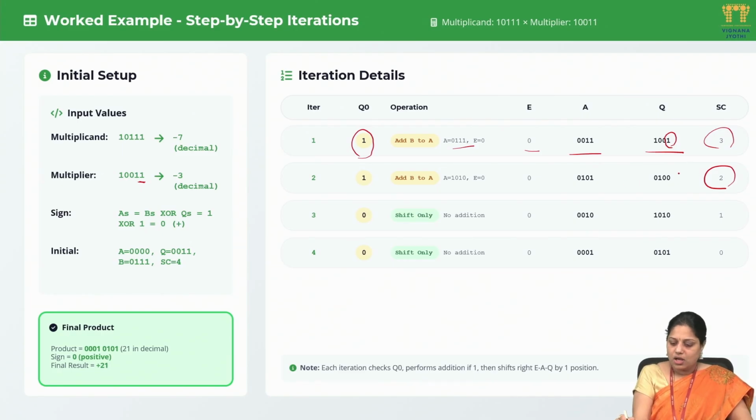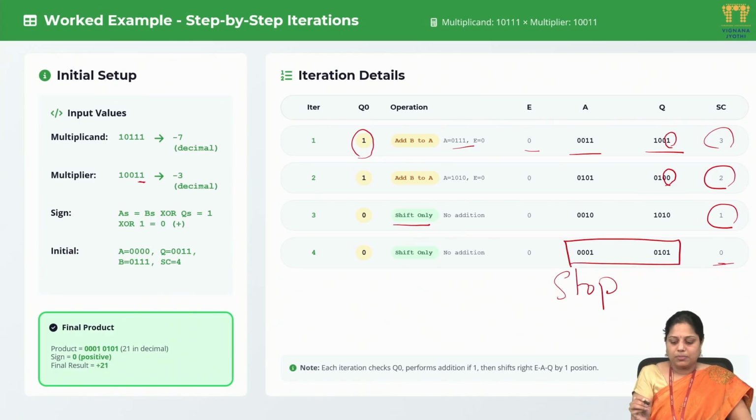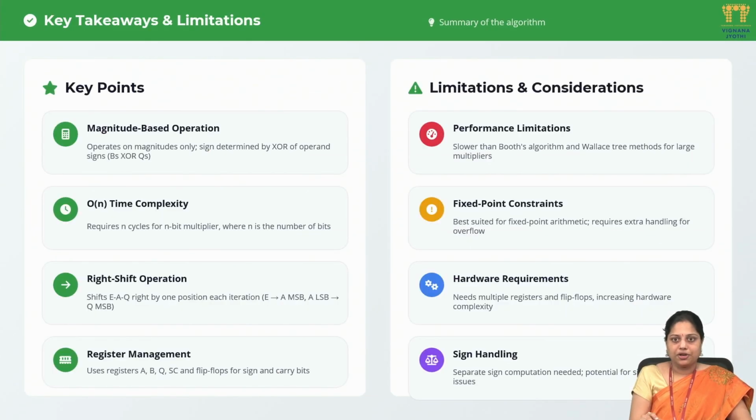Now you can see after the second step, the Q0 value is 0. If it is 0, I'm not going to perform any addition of B to A. Directly I'm going to the right shift operation. Here you can see shift only. Now perform the right shift operation for E, A and Q. After the right shift, again decrement your sequence counter by 1. Now repeat the process. In the last step, you can see the sequence counter is 0, so here I'm going to stop my process. Now if I want to check the final product, this is my final product after completion of the multiplication algorithm. So this is a simple example for the step-by-step iterations of the multiplication algorithm for the sign magnitude representation.